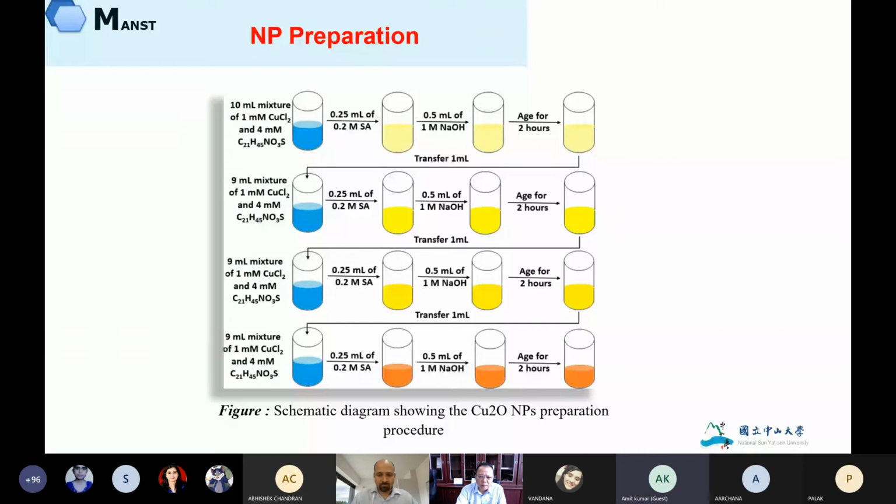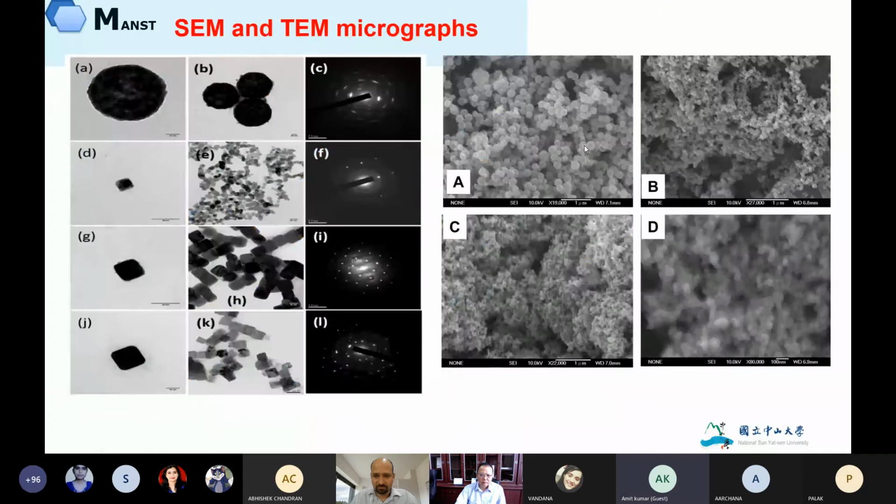So this is the synthesis process. We use a seed-mediated synthesis protocol wherein we use copper chloride as a precursor and sodium acetate as our reducing agent. And with varying aging time and increase in the number of seeds, we perform this method to synthesize about 4 different kinds of cuprous oxide nanoparticles.